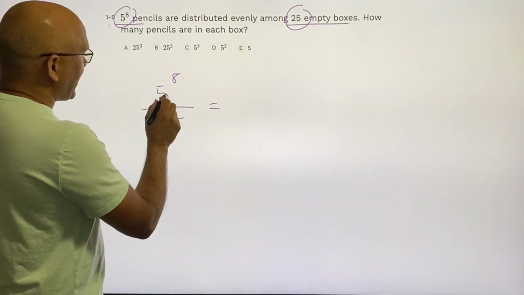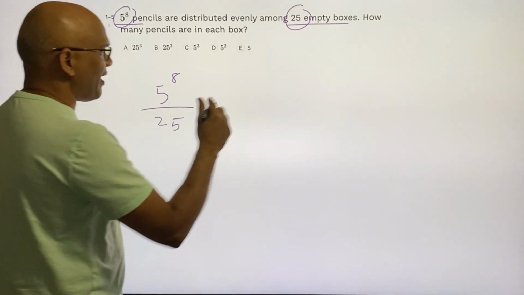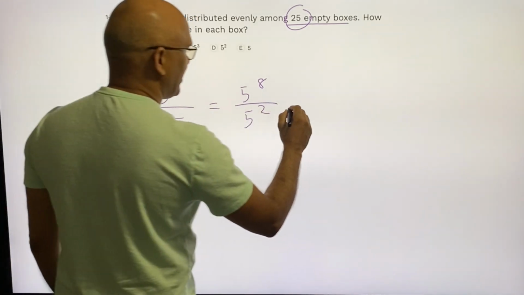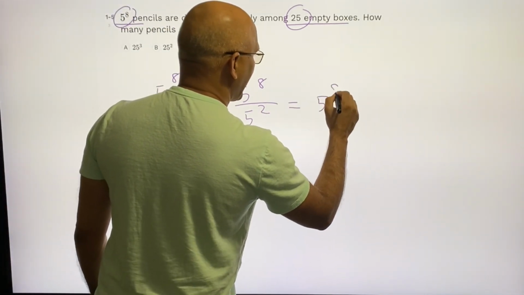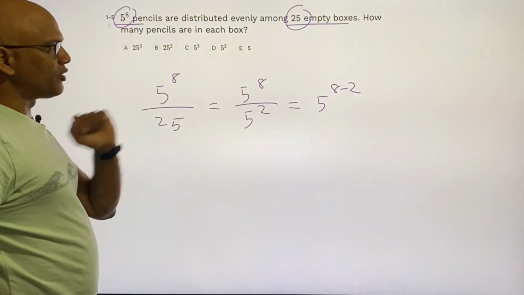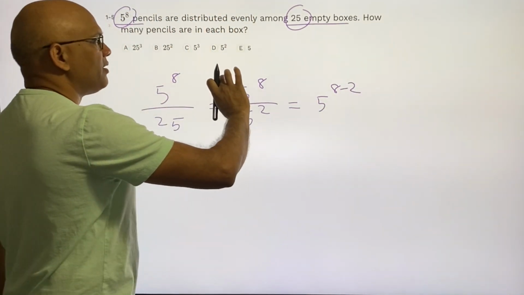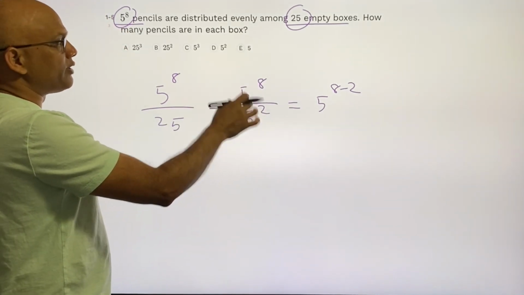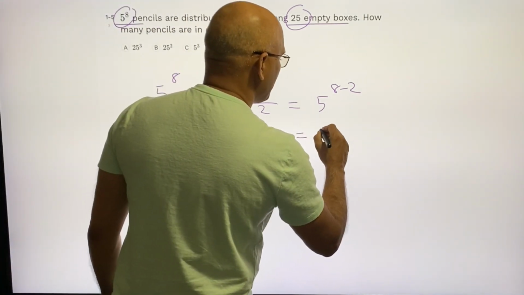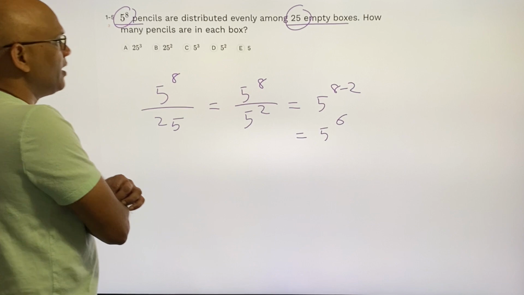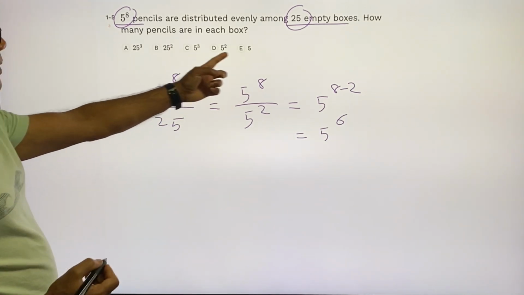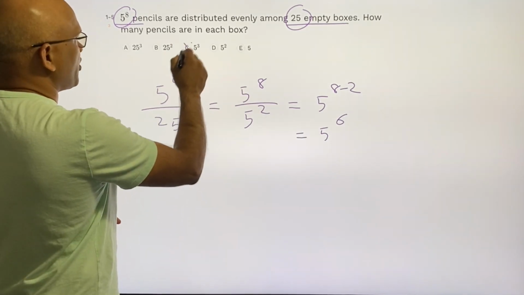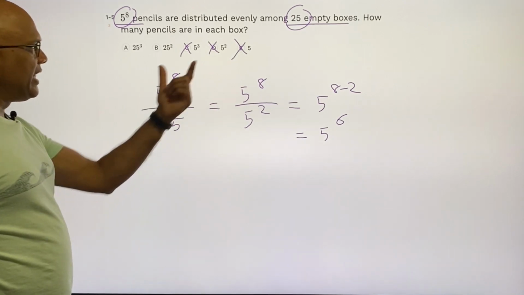I can see that 25 is a power of 5, so I can write this as 5 to the power of 8 divided by 5 to the power of 2, right? And so this is going to be 5 to the power of 8 minus 2. On the top there are 8 5s, and then there are 2 5s on the bottom, so I need to take out 2. So this is going to be 5 to the power of 8 minus 2, which is 6. Now there are some 5 powers in the choices, but I can see that all these are smaller than this, so this is not going to work.